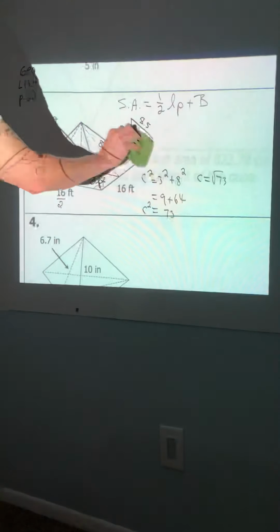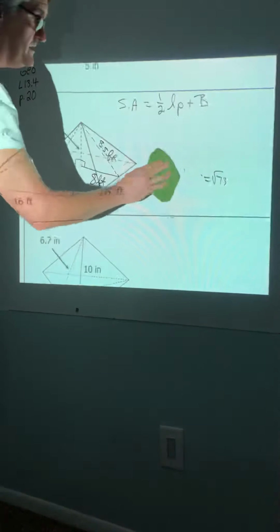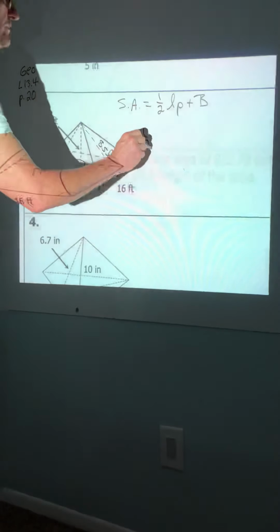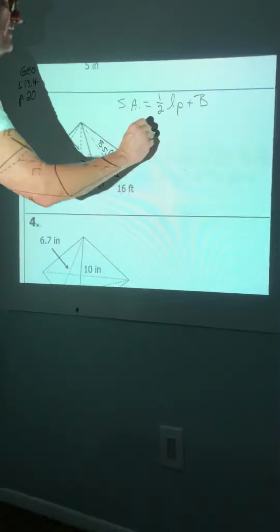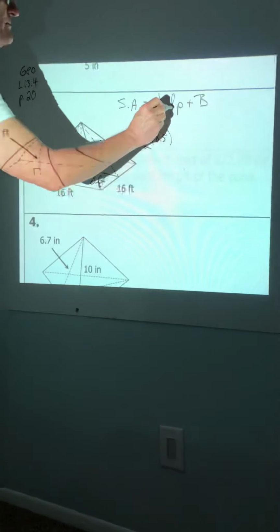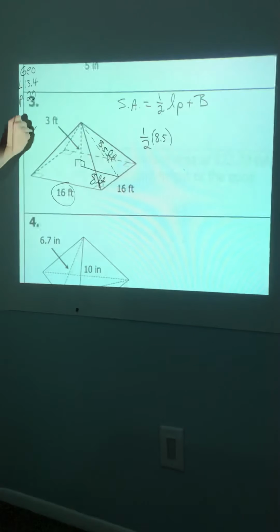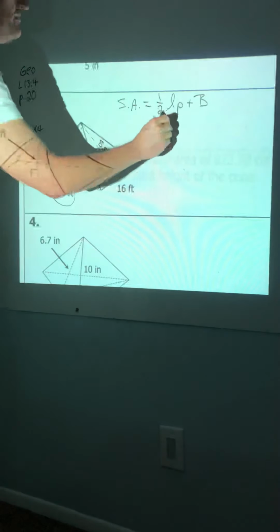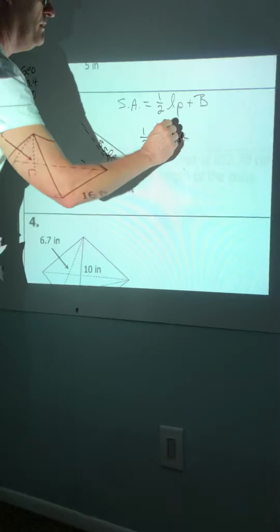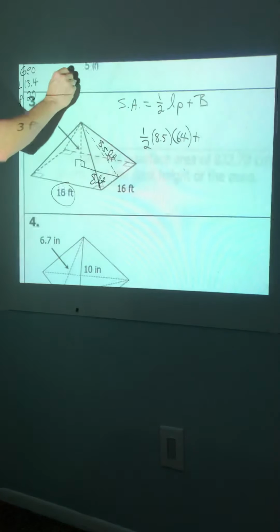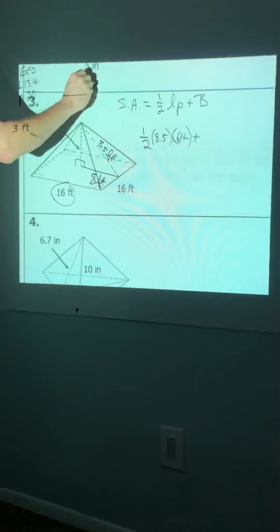All right, let me erase. I know you're saying, this is so unbelievably exciting. I hear you. All right, let me erase that, divide by 2. All right, here we go. So 1/2 your slant height of 8.5 times the perimeter of the base, 16 times 4, which is 64. And then the area of the base is 16 squared, which is 256.